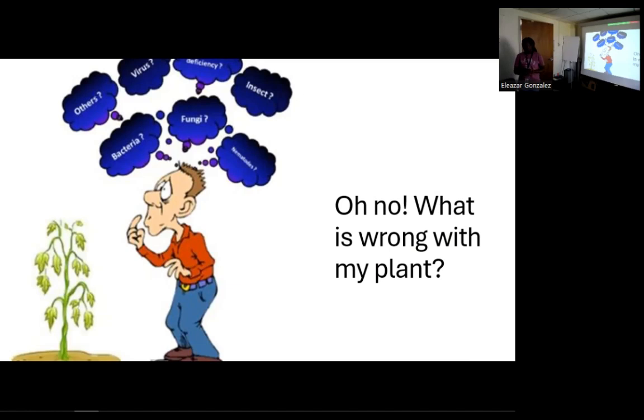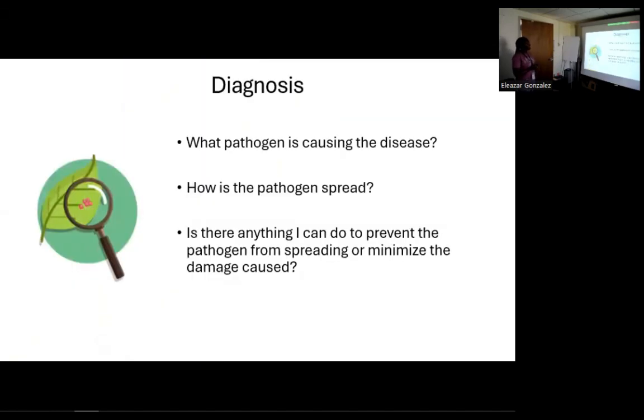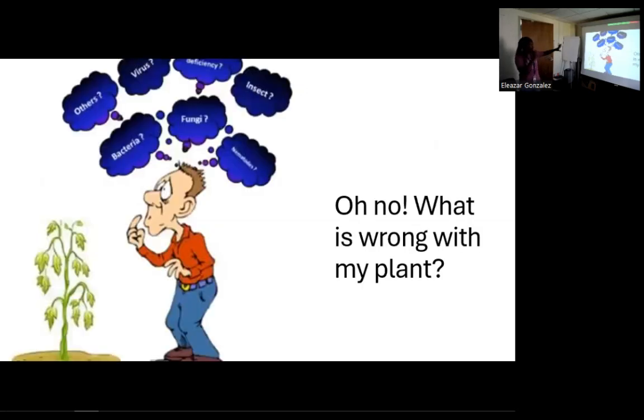So we did all these things to prevent disease from occurring, but we still get something going on. And you're like, oh gosh, what's wrong with my plant? There are all those possibilities you're trying to figure out, and you just cannot tell. Is it fungi? Is it bacteria? Is it an insect? Is it a virus? Is it a deficiency? You just cannot tell right there and then.